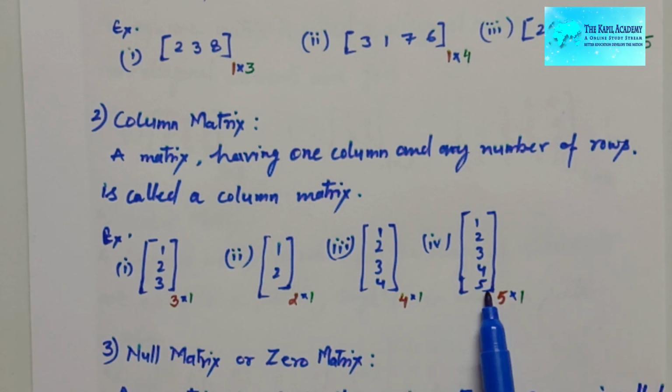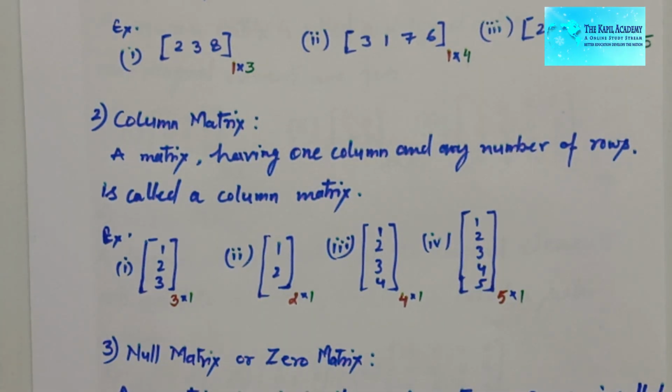Similarly, I have 5 elements and these 5 elements are arranged in one column. This is also known as the column matrix, whose dimension is 5 into 1.